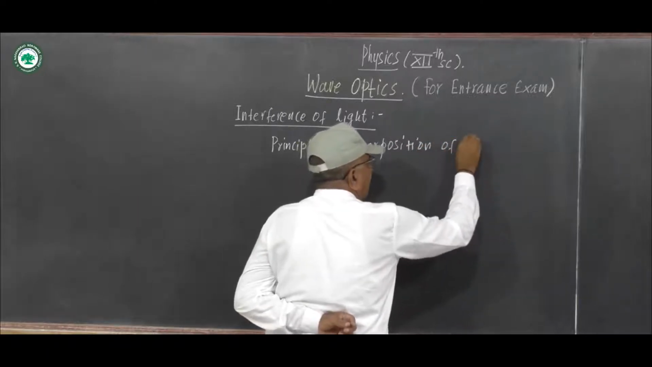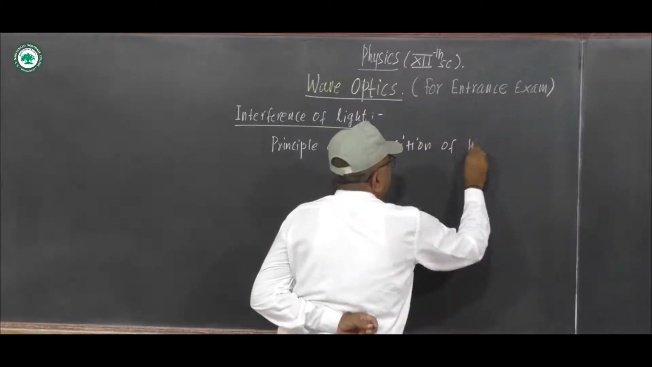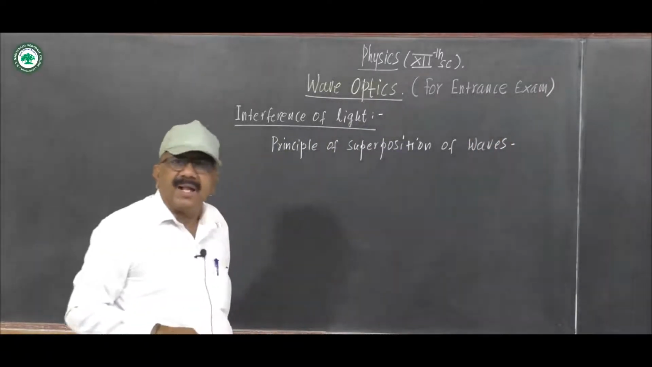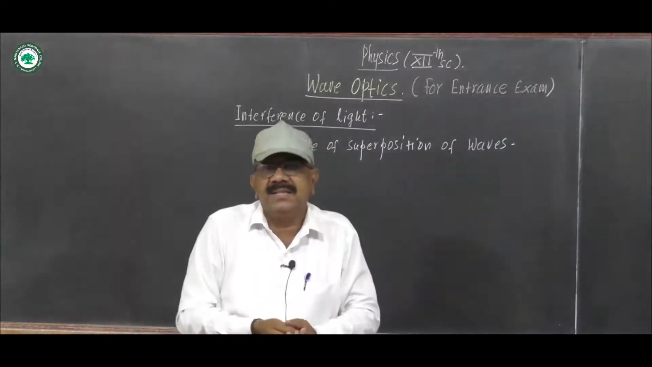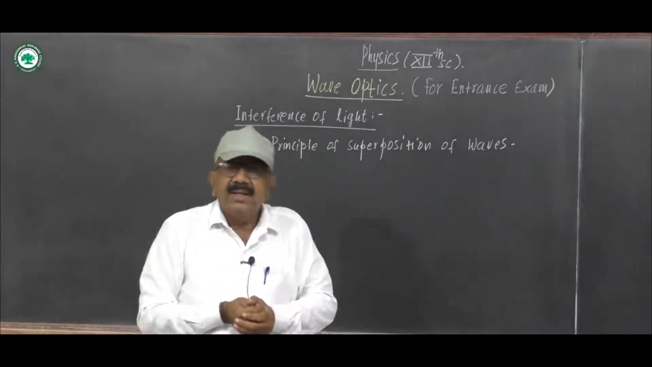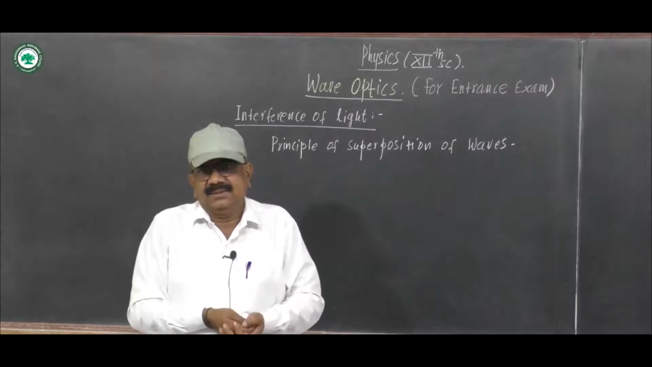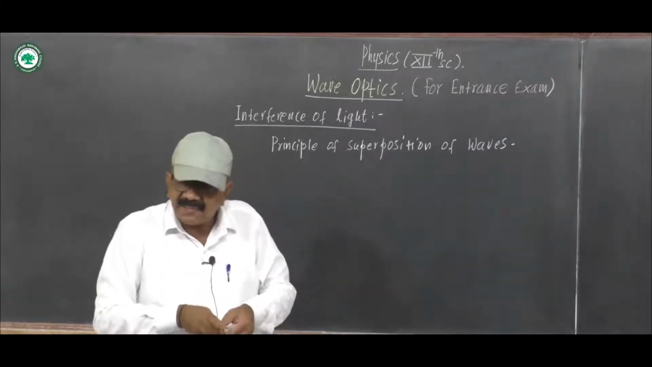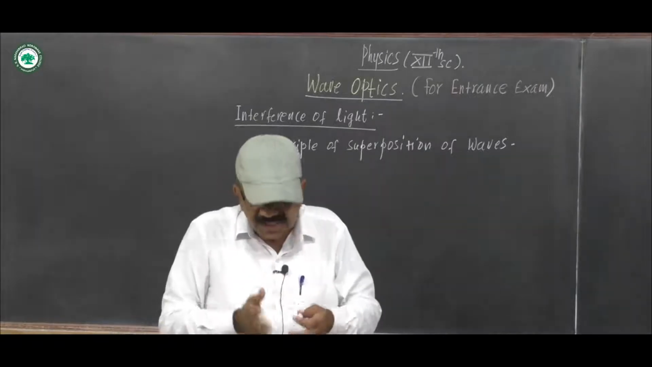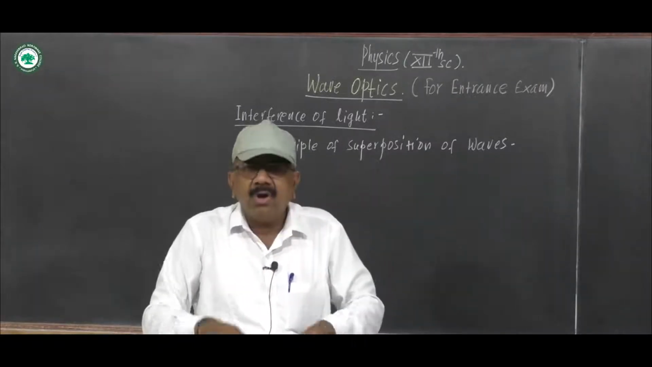When two or more waves traveling through the medium arrive at a point of medium simultaneously, each wave produces its own displacement independent of the other, and the resultant displacement at that point is the vector sum of displacements due to all waves.